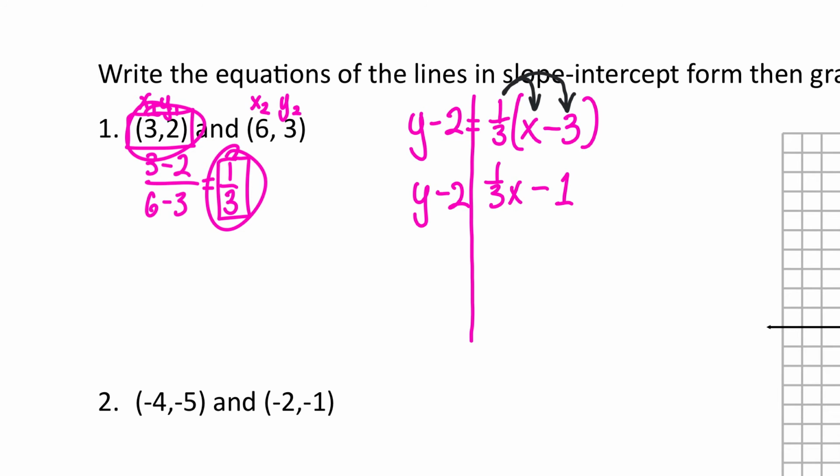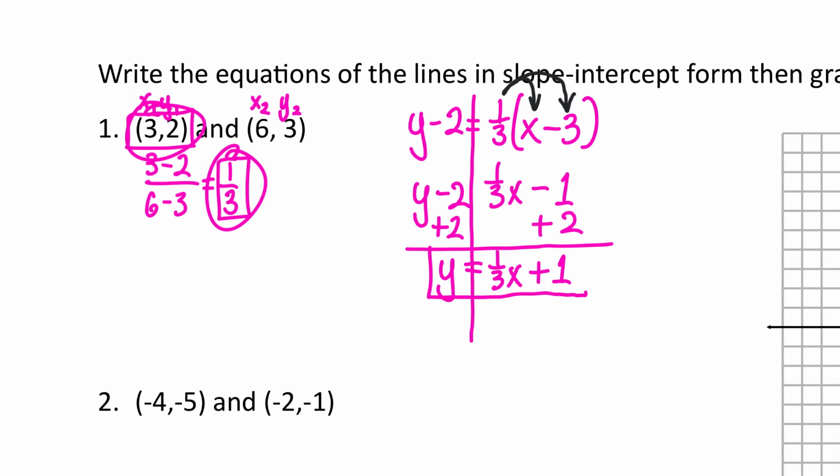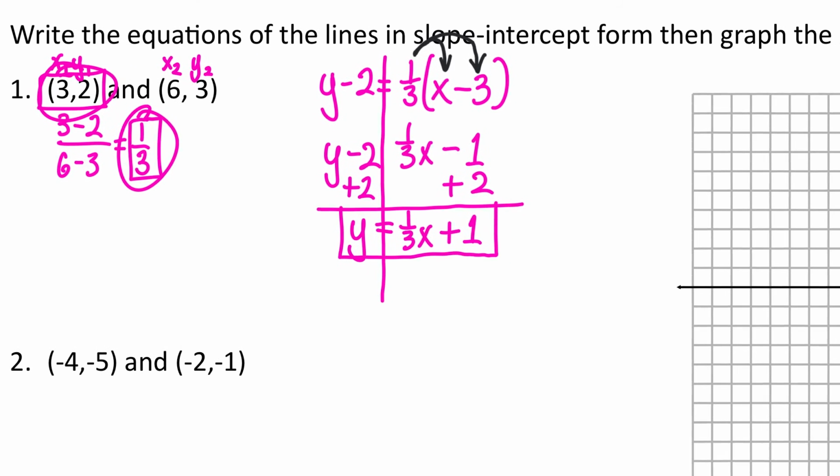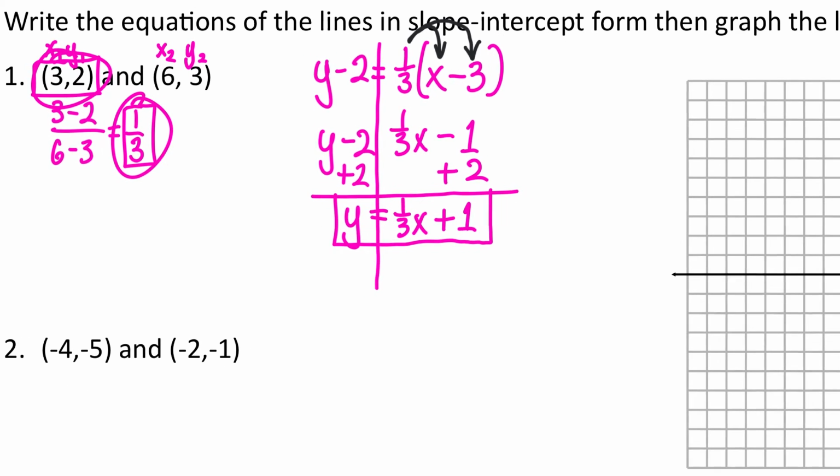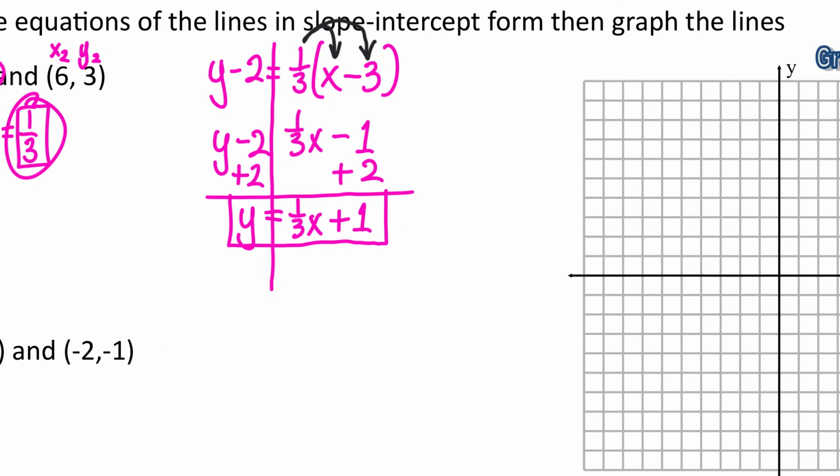Now I have one more step. What do I need to do? Add 2 to both sides. So we get y equals 1/3 x. What's -1 plus 2? Plus 1. Now, I want to graph that thing. So it's like we did yesterday. Okay, 1/3 x plus 1.